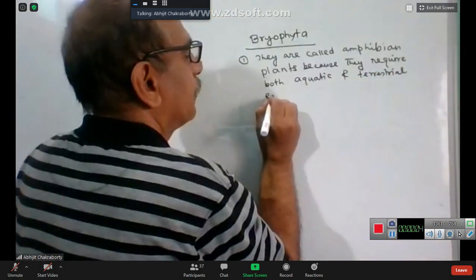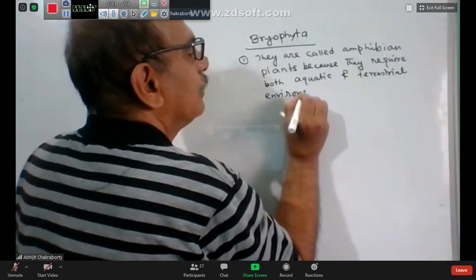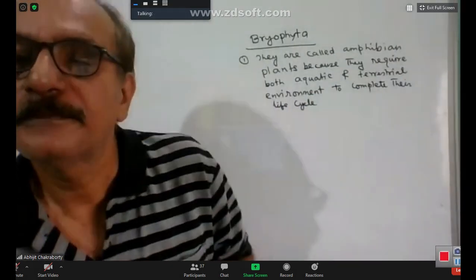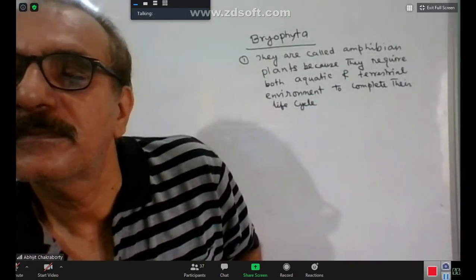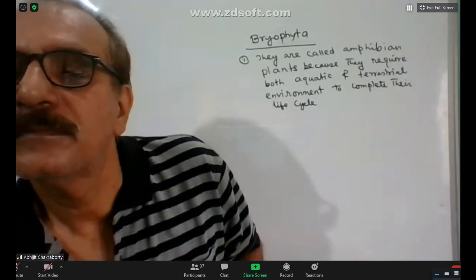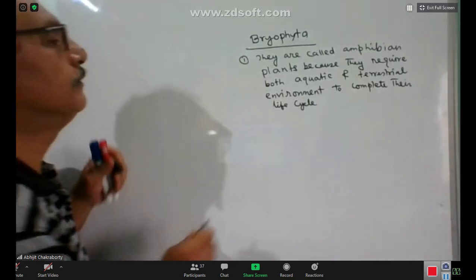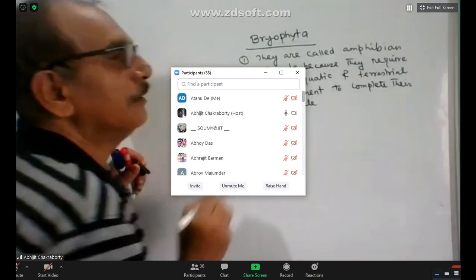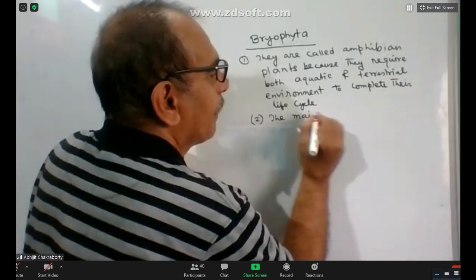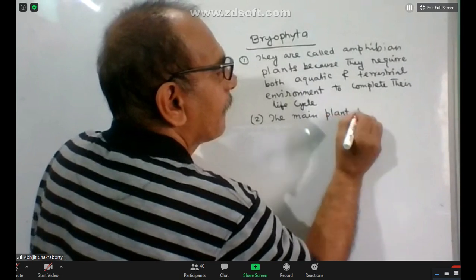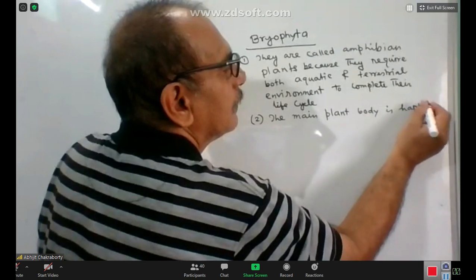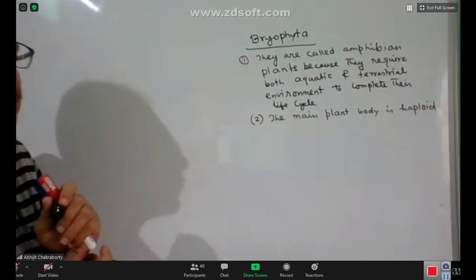Terrestrial environment. First thing. Then, regarding the plant body, the main plant body is haploid. It is gametophyte.